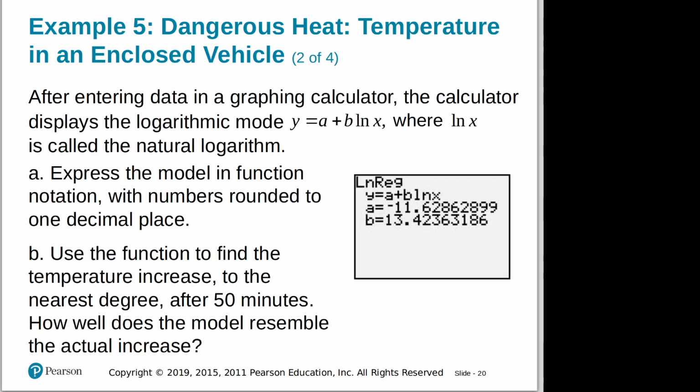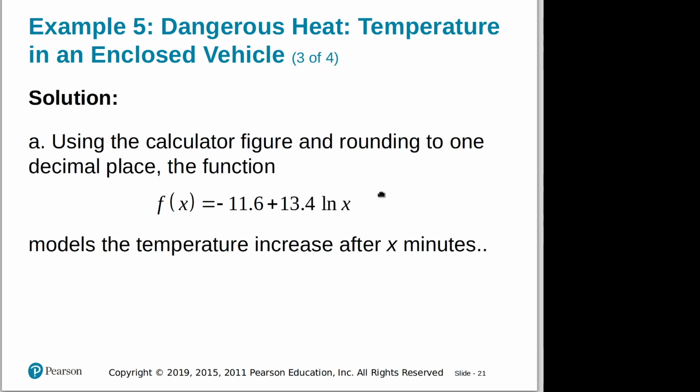In logarithmic data, we have log regressions. We can enter all the data in. And that's something you should look at in the textbook. But I'm not going to force you to do it.